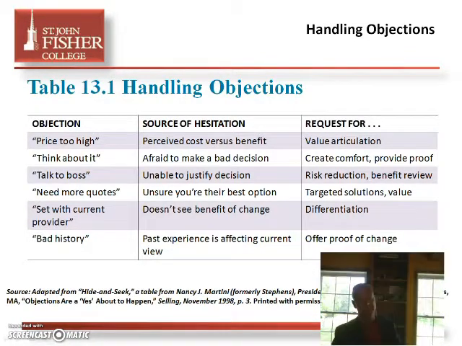So, handling objections. Price too high, maybe you haven't given a reason or value. I want to think about it. Maybe they're afraid to do business with your company. Maybe they don't have the authority to buy. Maybe they're afraid to make a bad decision. All these types of things. And I like this table because these basically are the objections you're going to get.